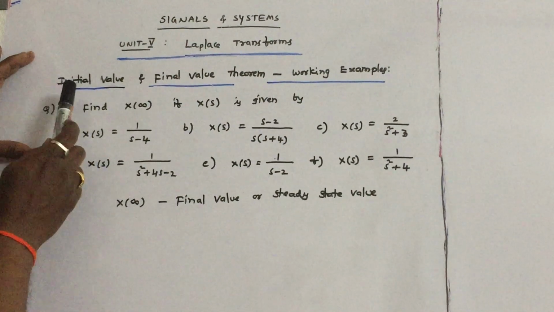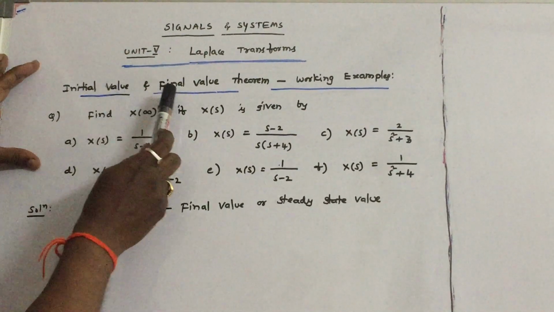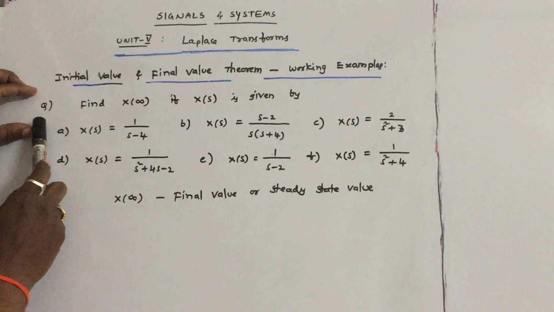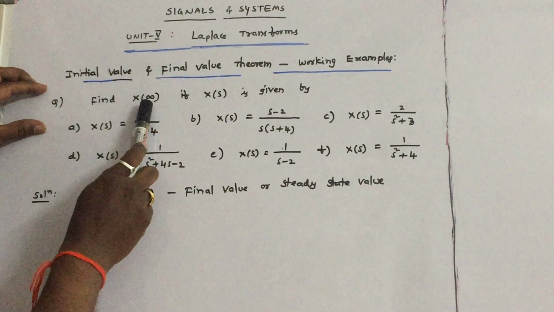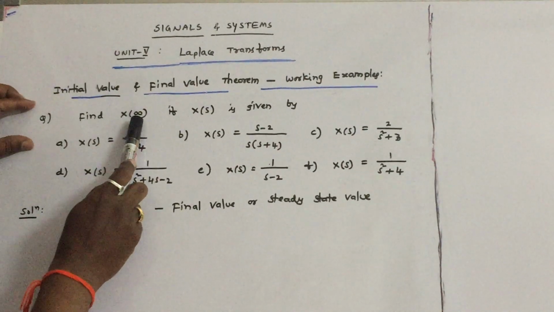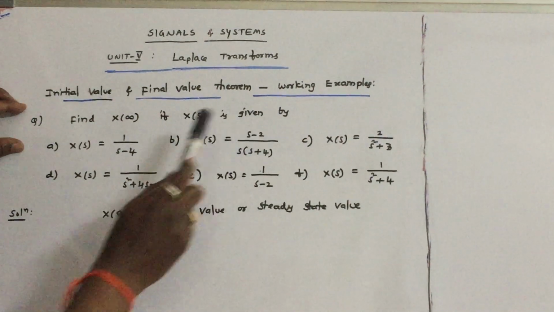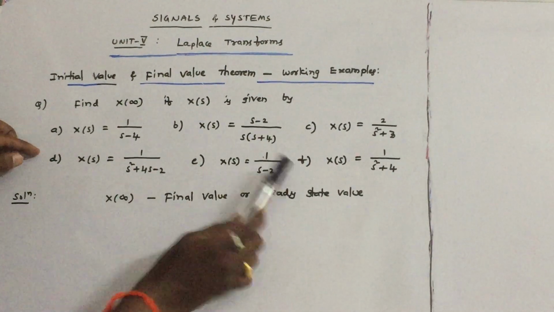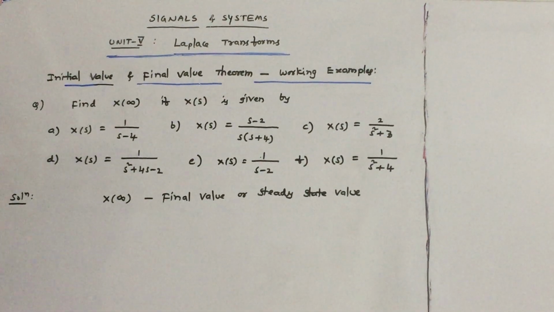Hi, let us see some of the working examples on initial value and final value theorem. So let us see this question, very important question. Find x of infinity, that is the final value or steady state value, if x of s is given. Here there are 6 questions A, B, C, D, E, F. So let us see these questions one by one.